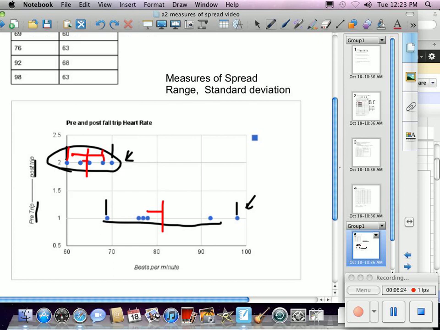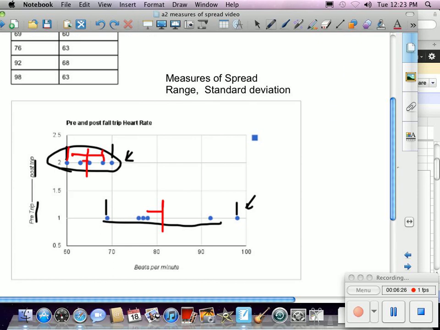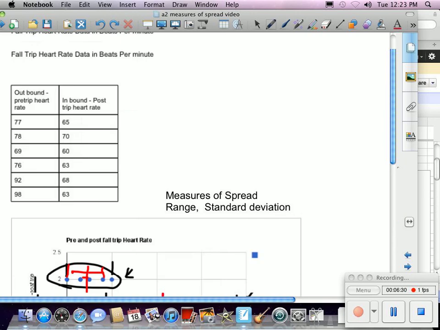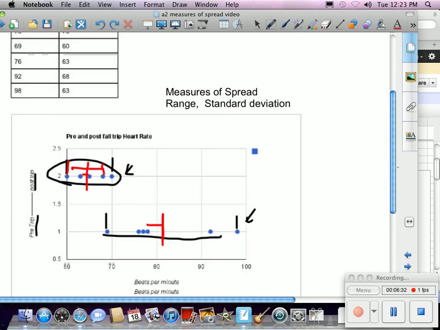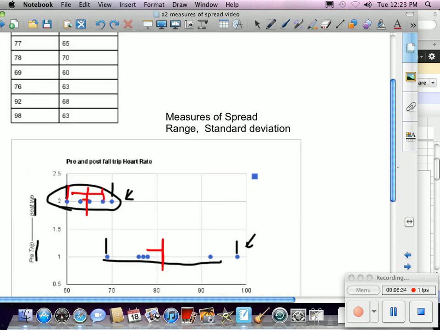If we go back and look at my graph here, right? So there's my mean right there. 77 is this data point right here, okay? And that difference there is that negative 4 point something.